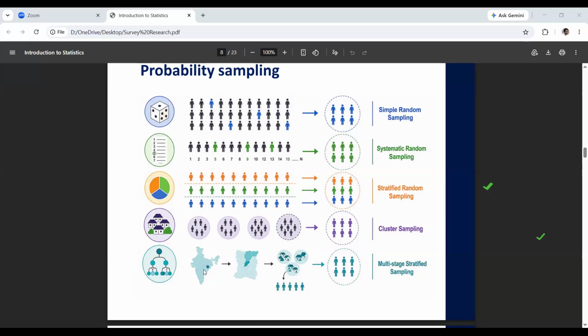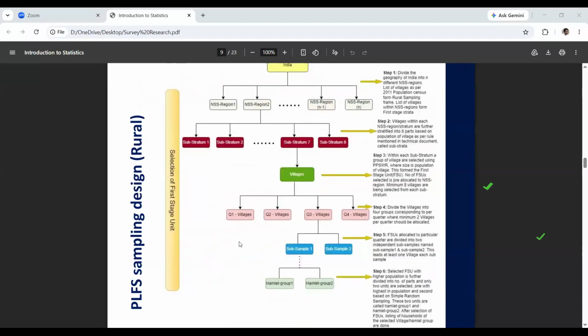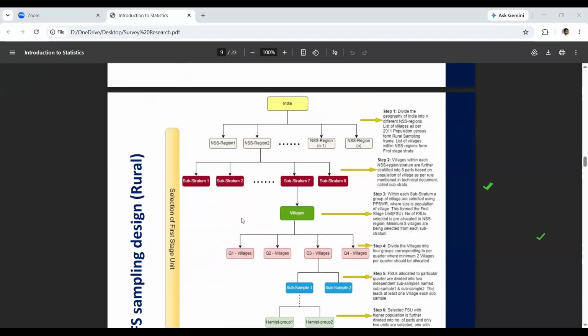But none of these are used practically in large scale nationally representative surveys. In nationally representative surveys, we prefer to use multi-stage stratified random sampling. It's just a combination of these four sampling designs, and we do sampling at different stages. Let me explain with the example of the Periodic Labour Force Survey. We have less time, so I will explain a little faster, and we will not go into too much detail.